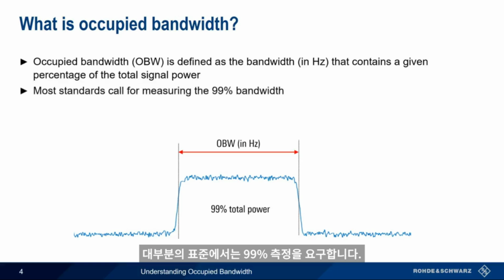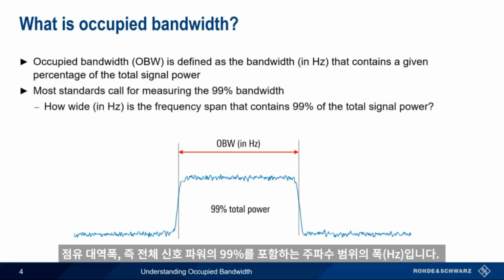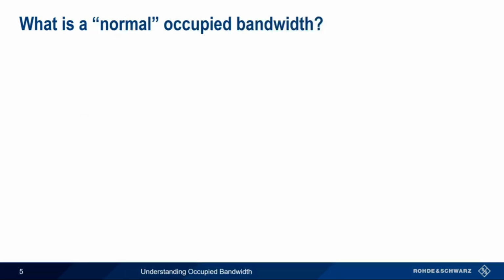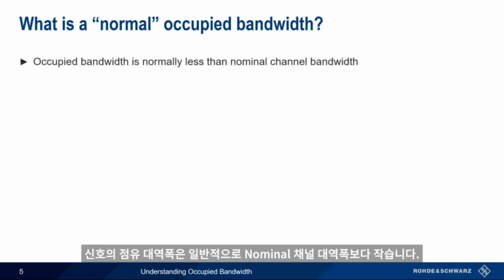Most standards call for measuring the 99% occupied bandwidth, that is, how wide, in hertz, is the frequency span that contains 99% of the total signal power. It is, however, possible to measure occupied bandwidth using different percentage powers. The occupied bandwidth of a signal is normally less than the nominal channel bandwidth.